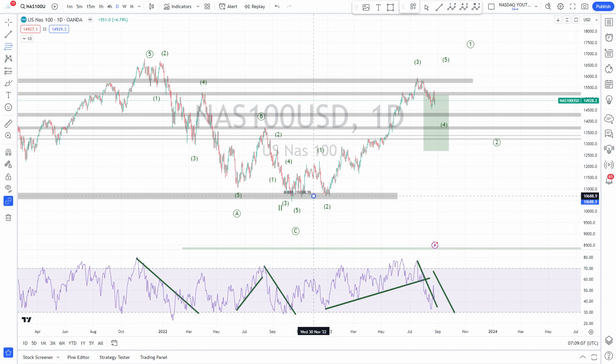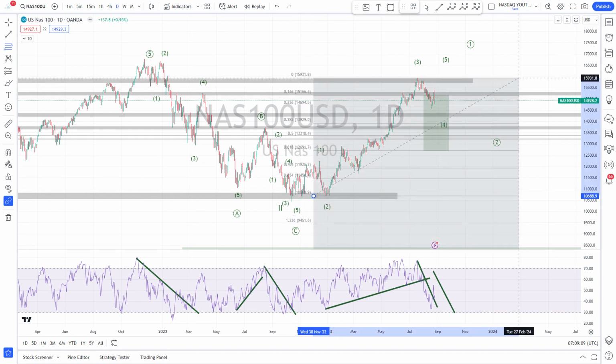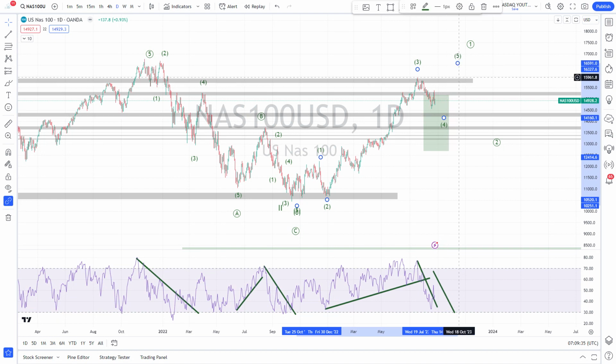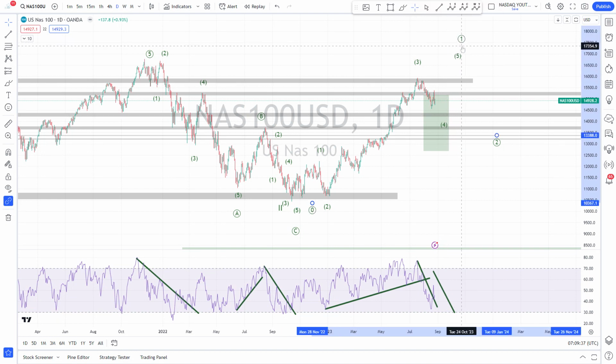If we take the length of our wave 3, then a wave 4 is supposed to go between the 0.146 and the 0.618 fib retracements. Okay, we are in this area, and so from here we can expect maybe probably first a bit more downside before we start this wave 5 to the upside to finish this wave 1.